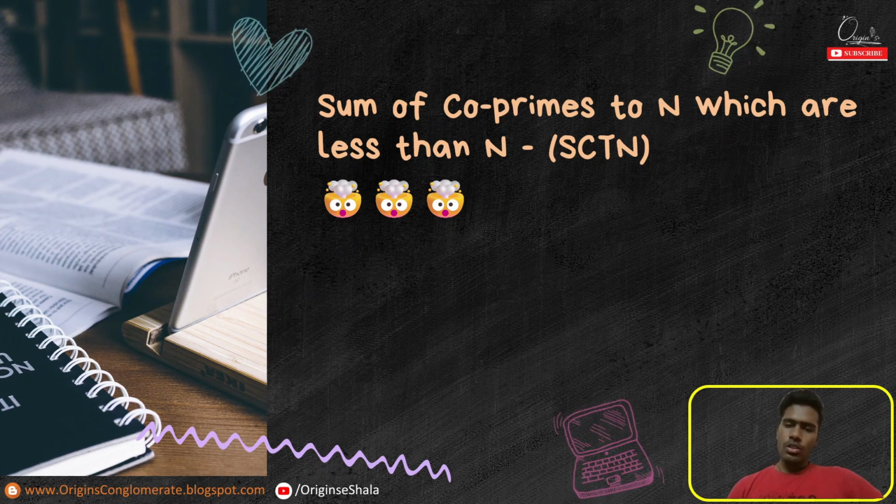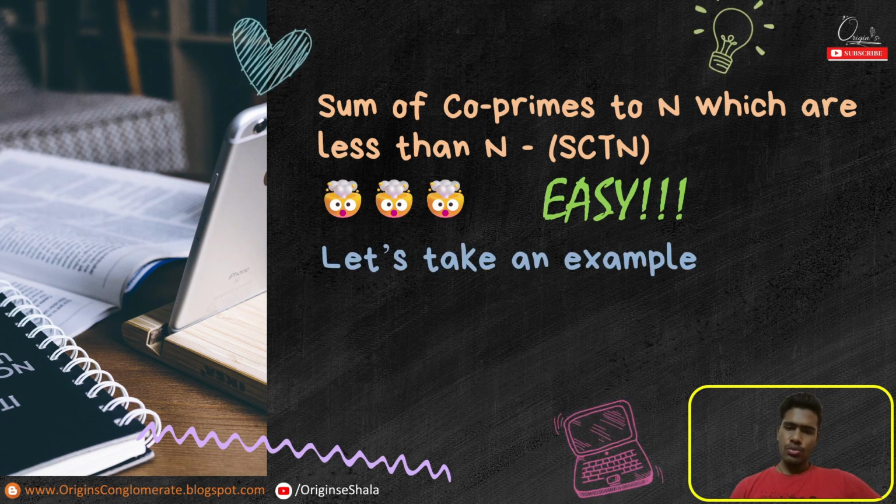No need to be overwhelmed by that. Simply take an example of a small number, and I think you will understand what we are getting at. It's quite easy actually. Once you know how to find the coprimes to a number, you can easily find its sum as well. It's a very simple trick.